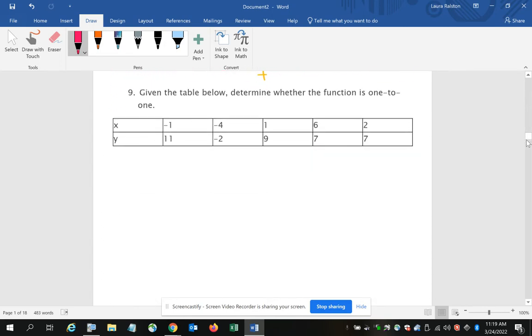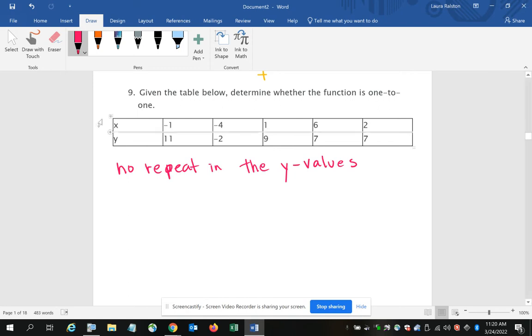Number 9 says, given the function below, determine whether the function is 1-to-1. Okay, to be a 1-to-1 function, you can have no repeat in the y values.